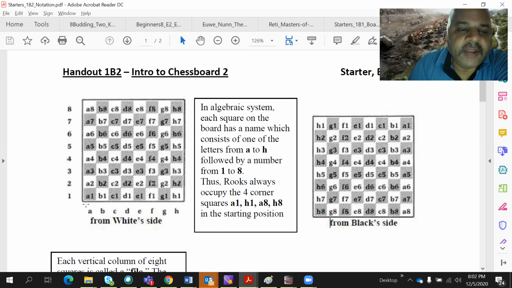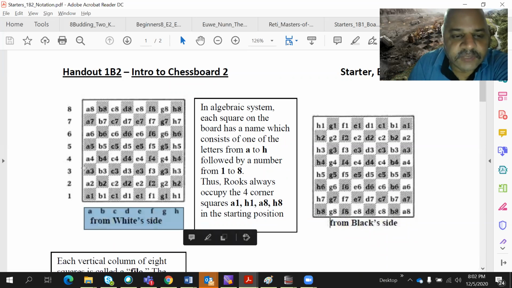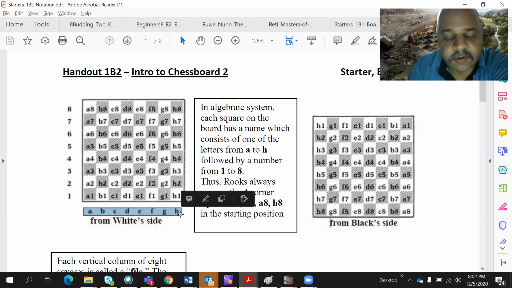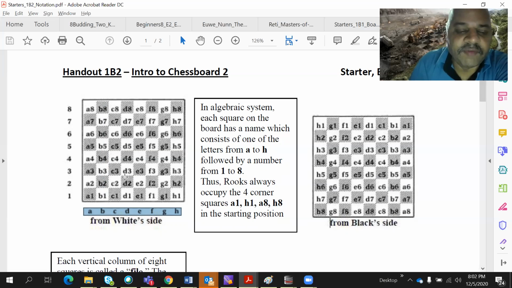The way they have numbered it is from the white side, you start numbering the columns. From the left side, the first column is the A column, the next column is the B column, then the C column. So like this: A, B, C, D, E, F, G, H. Only from the white side, not from the black side. So from the white side, the left side is A, and the right side is H.